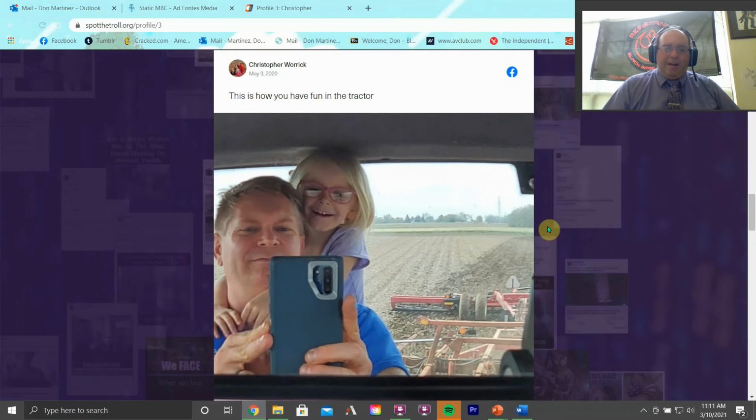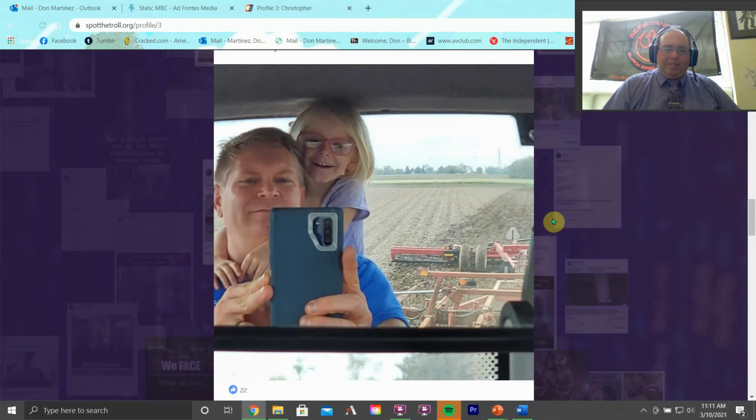This is how you have fun in the tractor. Oh boy, please don't do that for very long. That's all I have to say about that. Daddy instincts are kicking in. Please don't leave your daughter on your shoulders while you're running a combine. All right.